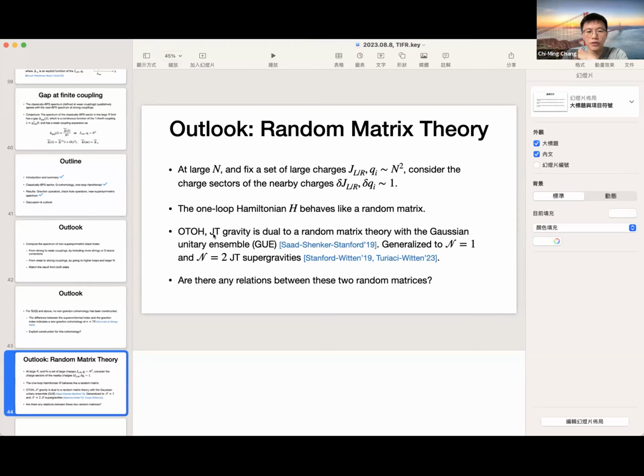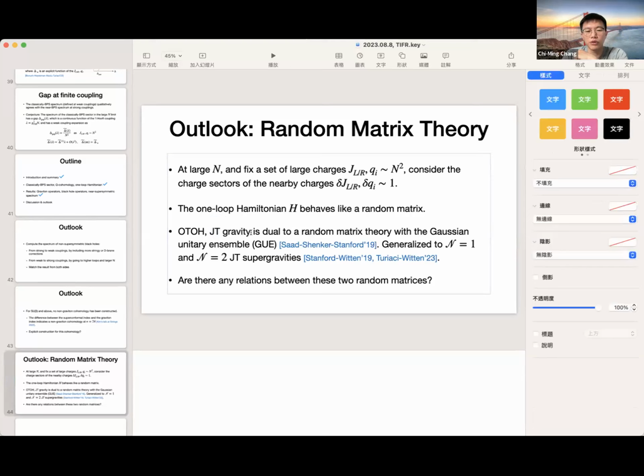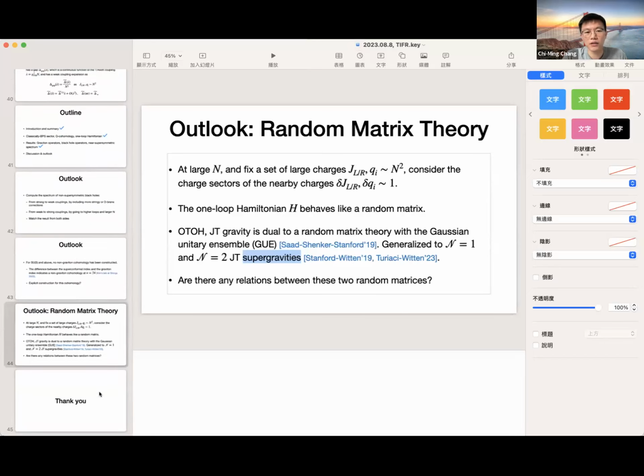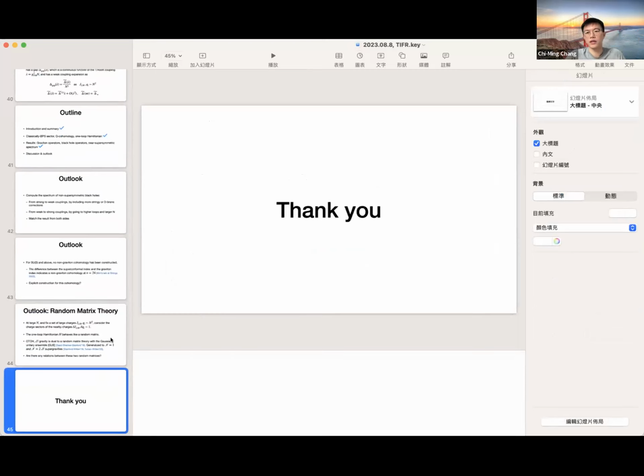On the bulk side, we also know that there is a duality between JT gravity and random matrix theory with the Gaussian unitary ensemble. This is from the famous SSS paper, and the result has been generalized to N=1, N=2 JT supergravity. So one very natural question to ask is whether there is any relation between the random matrix showing up on the boundary and the random matrix showing up in the bulk. Okay, that's basically all I would like to say. Thank you very much.